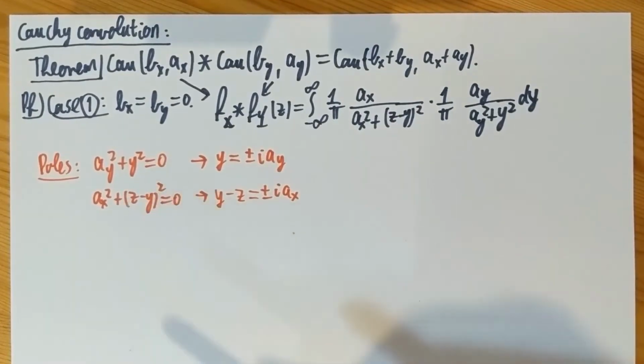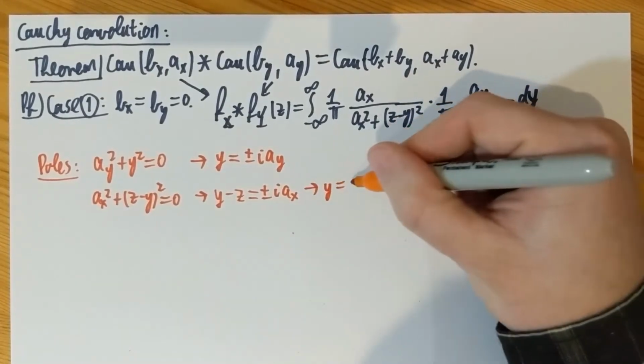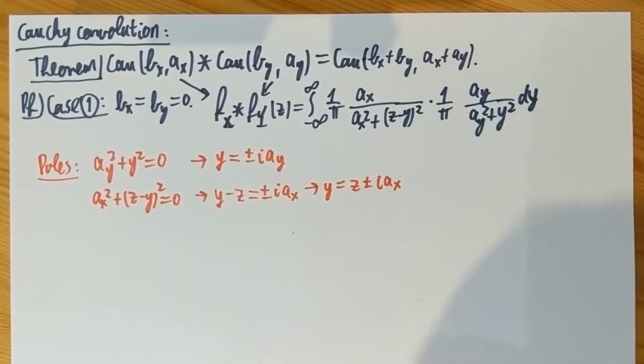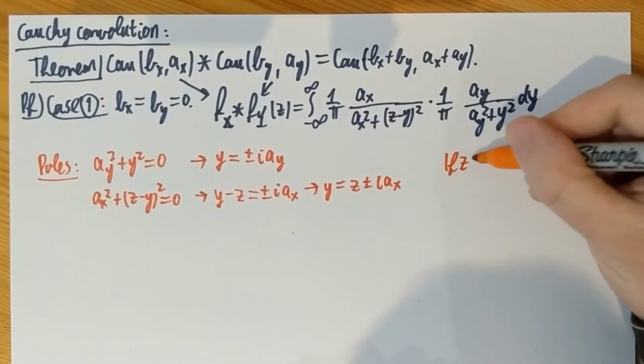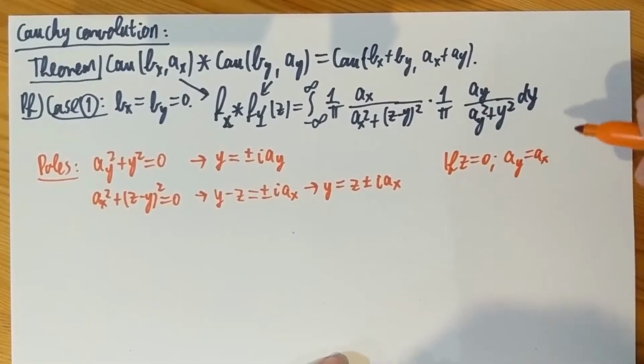Inside this square, it doesn't matter if it's z minus y or y minus z. I move it to the other side, that's what I get. And so this means that y is going to be z plus minus i ax. These are the poles, so we have 4 poles, and we need to take care of them. Now what I'm going to say from here on is assuming that these poles are different.